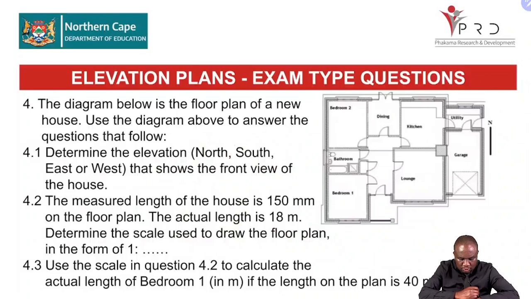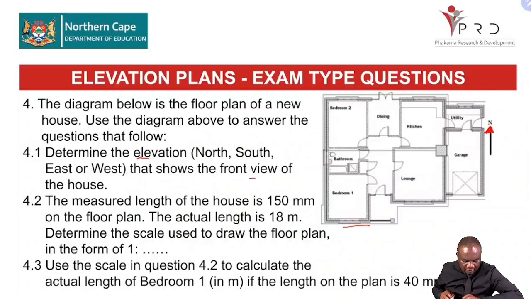The diagram alongside now shows a floor plan of a new house. Use the diagram above to answer the questions that follow. Determine the elevation that shows the front view of the house. The front view of the house. Take note, the compass here should be this. Let me correct that. It's facing that way. That's the compass there.